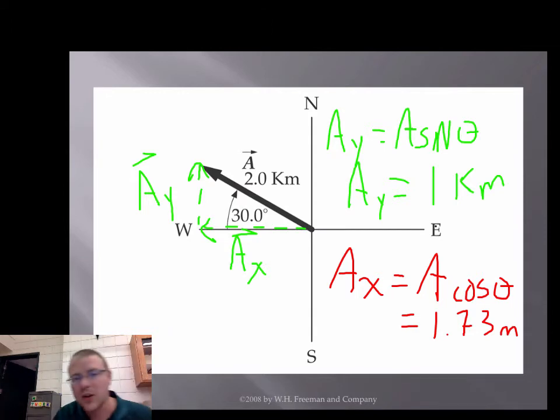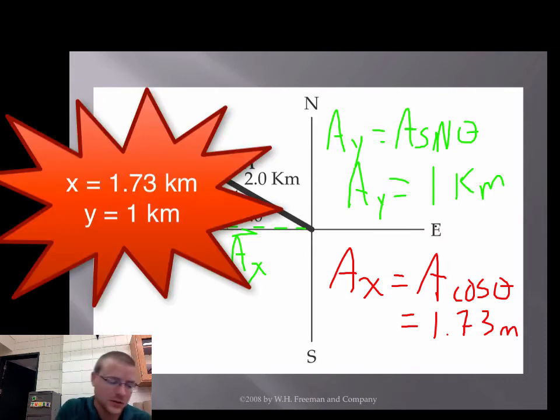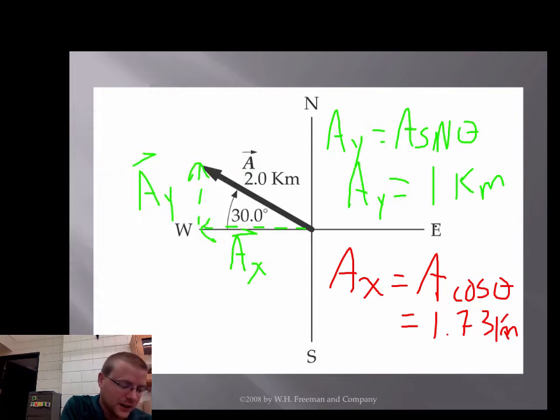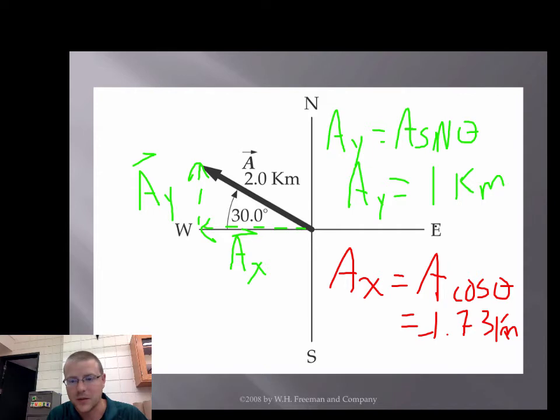So instead of going 2 kilometers at 30 degrees, you could have just gone 1.73 kilometers to the west and 2 kilometers to the north. Or I could indicate west as negative, like we did by our song today.